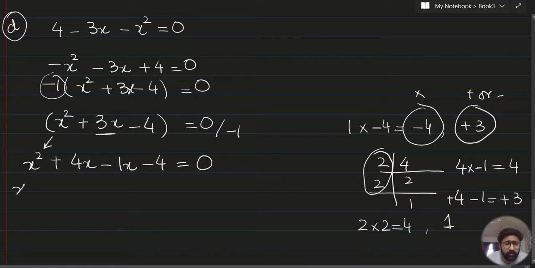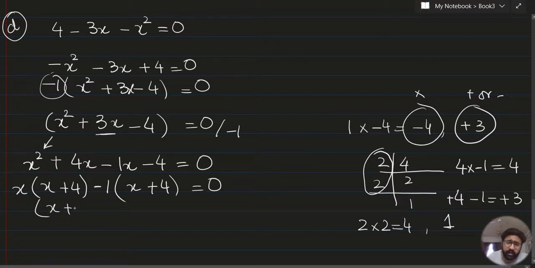The x is common, and x plus 4. For the next two, there is nothing common, but the sign will always come of the third term. So here you are going to write minus 1 bracket open, and then x plus 4 is equal to 0. The brackets are repeating themselves. You are going to write them once, and the rest of the terms in the other bracket equal to 0.